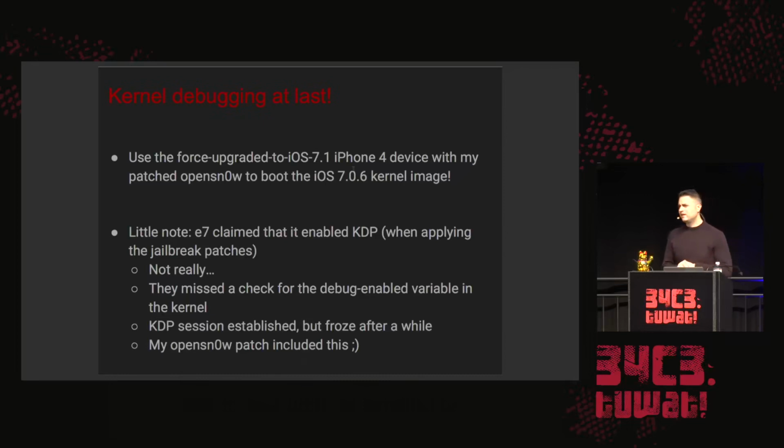Now, one side note here is that as I was doing that and I was trying to add to OpenSnow all the patches to the kernel to enable kernel debugging, I was reversing the evasion 7 binary as well. The evasion 7 binary, after it exploited the kernel, was also patching it to enable kernel debugging. I was just copying their patches, right, and adding them to OpenSnow. But I realized at some point that they missed some check of the debug-enabled variable, and KDB wasn't really working.